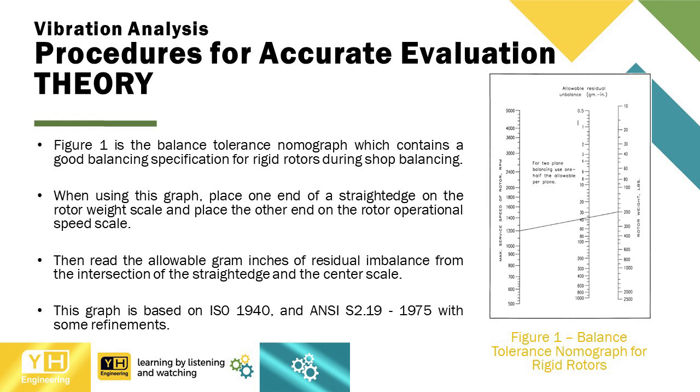Figure 1 is the balance tolerance nomograph, which contains a good balancing specification for rigid rotors during shop balancing. When using this graph, place one end of a straightedge on the rotor weight scale and place the other end on the rotor operational speed scale. Then read the allowable gram-inches of residual imbalance from the intersection of the straightedge and the center scale. This graph is based on ISO 1940 and ANSI S2.19-1975 with some refinements.